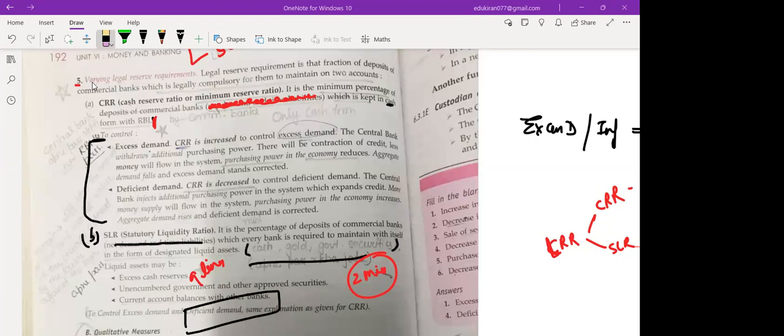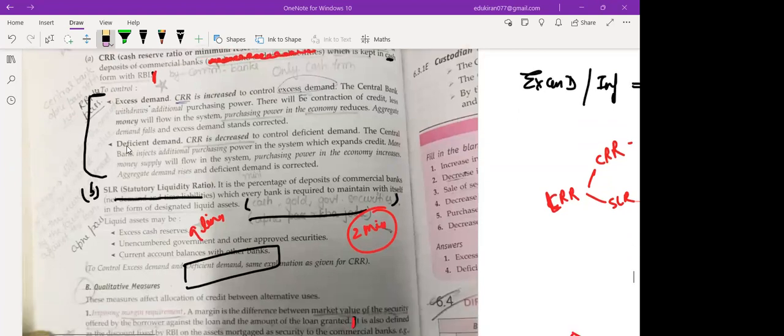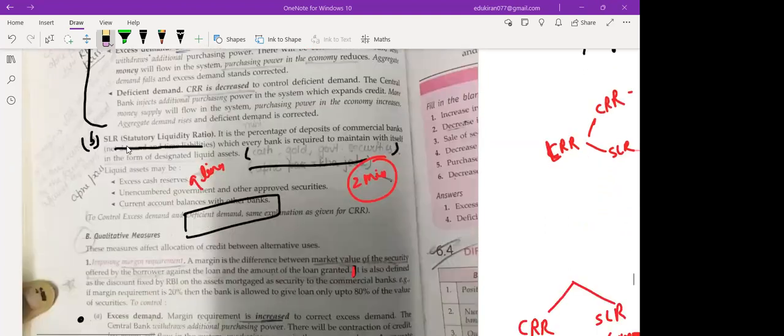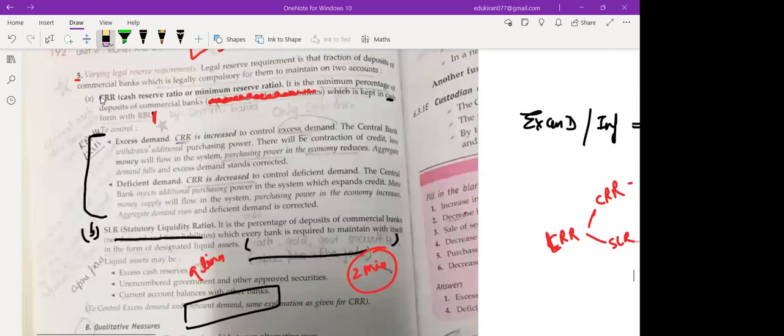Yeah, ma'am. Yes. And now what is SLR? But just mention one thing, that CRR is only accepted in the form of cash. So if you are keeping a reserve with RBI, only cash is accepted.